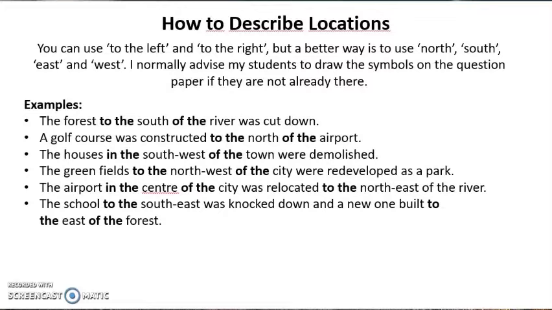For example, the forest to the south of the river was cut down. A golf course was constructed to the north of the airport. The houses in the southwest of the town were demolished. The green fields to the northwest of the city were redeveloped as a park. The airport in the center of the city was relocated to the northeast of the river. The school to the southeast was knocked down and a new one built to the east of the forest. So here you can talk about the locations, which will make you get a very good band.